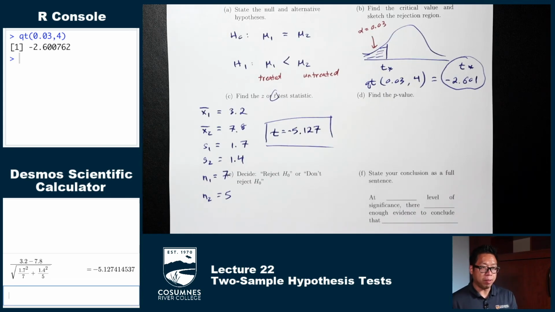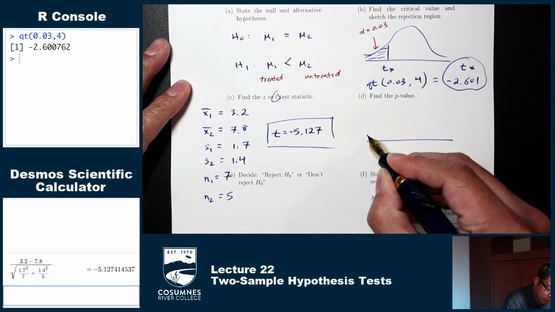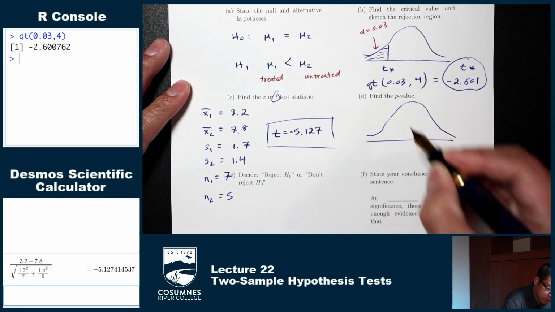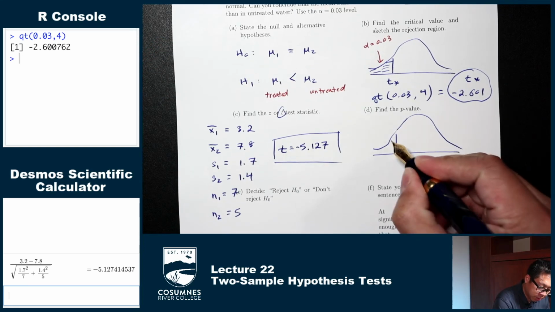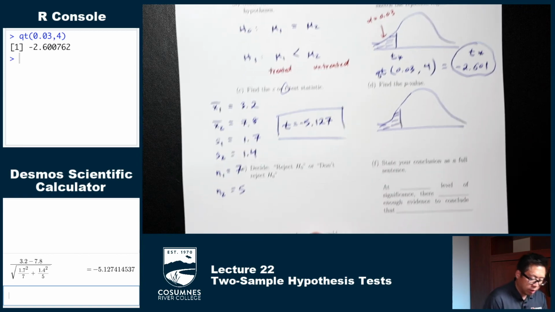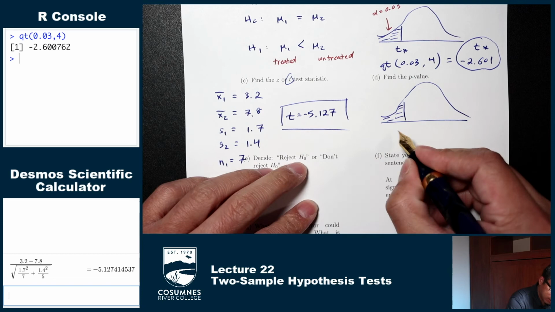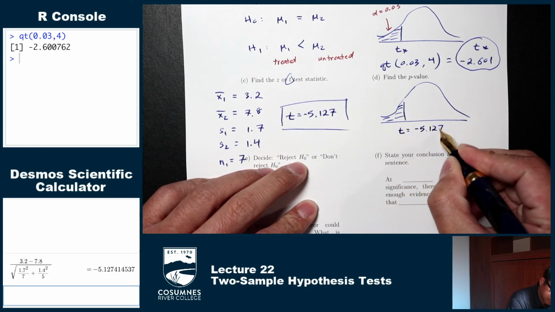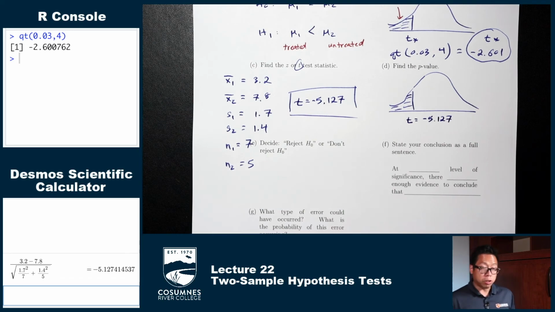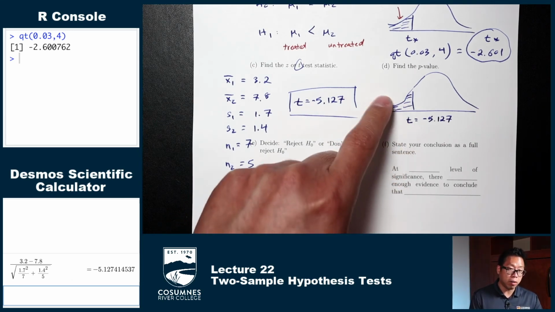Part D, find a p-value. So draw the same picture. Because it's less than, this will be shaded left. And then put your test statistic that you found in part C on the picture. That will be this negative 5.127. And your job here is to find that shaded area. So this is a T to area question.